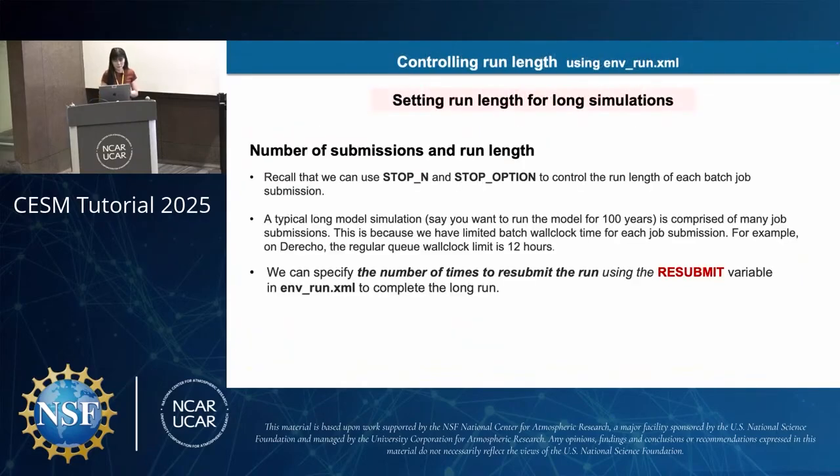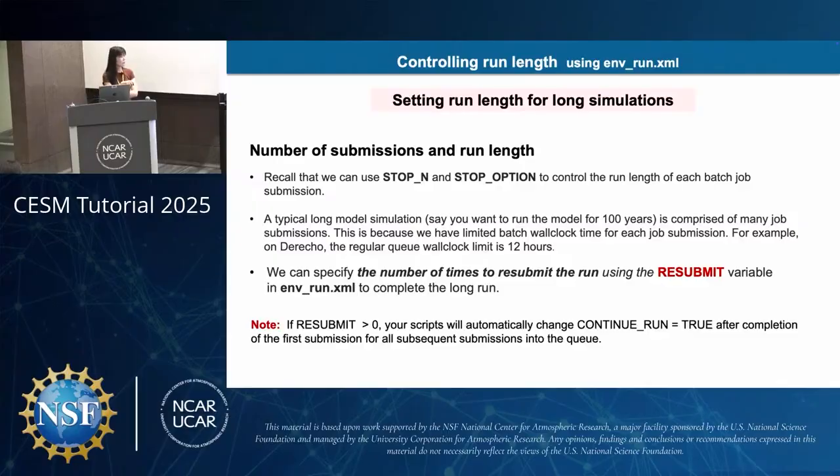And then the next very important variable is called resubmit. Recall that we talked about stop end and stop option only control the length of each job submission. And a long model run consists of a number of job submissions. Then we can specify the number of times to resubmit your run using this resubmit variable. So the total number of submissions would be your first submission plus the number you specified in this resubmit variable.